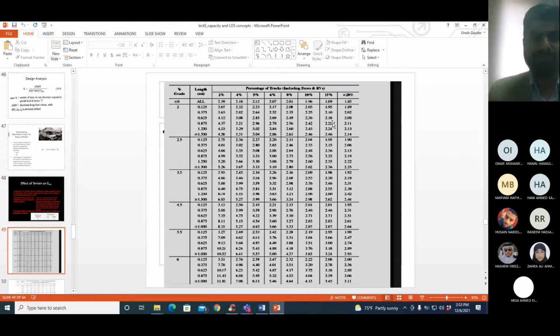I'll use this table. The mix is not mentioned, so that is for standard mix. The gradient is 3.5%. The length is 1.25 miles. The percentage of trucks is 10%. So you come here, the factor is 2.96.